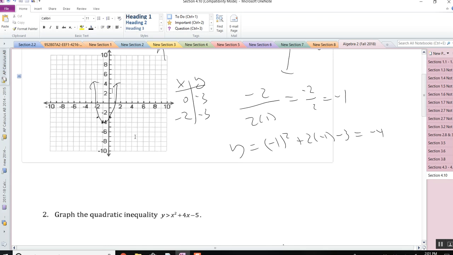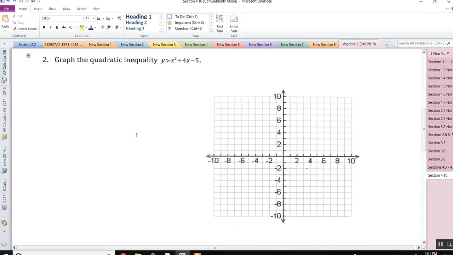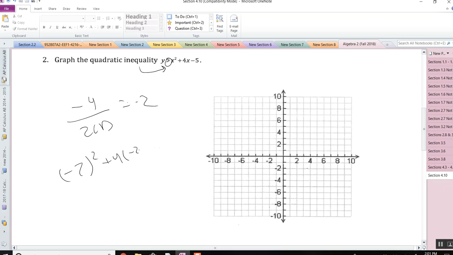Now let's do a little twist to it. Again, we have something in standard form, but it's an inequality. So again, negative b over 2a, find the x coordinate of the vertex, plugging it in to get the y coordinate of the vertex, and I believe we can get negative 9. Yes, we would get negative 9. So you have negative 2, negative 9 is your vertex, which is way down here.